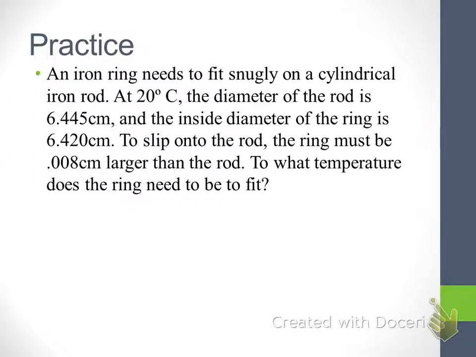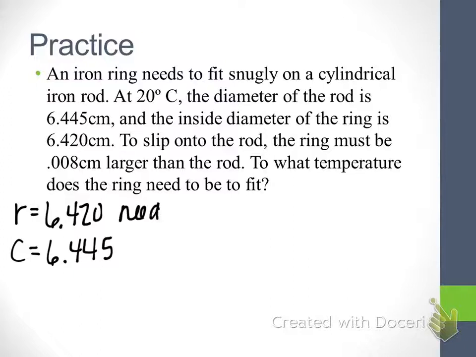The ring itself is 6.420. The cylinder is 6.445. What does the diameter of the ring need to be? 6.453. And we got that by taking the diameter of the cylinder plus 0.008, right? Does that make sense? We need the ring to have a diameter of 6.453 centimeters.